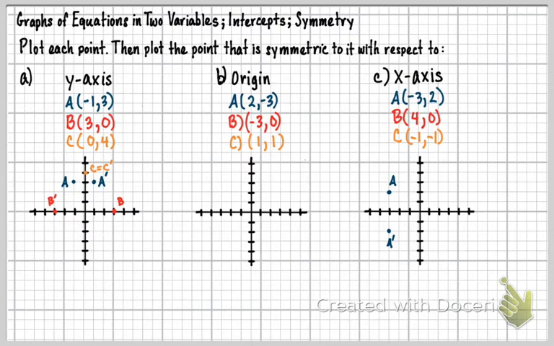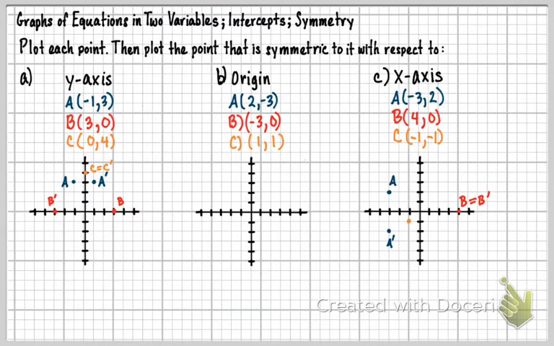Okay, now let's do B. B is 4, 0. So 1, 2, 3, 4, 0. So I'm right here. There it is. And then my reflection across the x-axis actually stays in the same place, because that's the line of reflection. Okay, now C is -1, -1. So that would be down here.